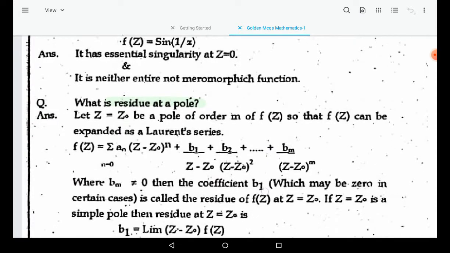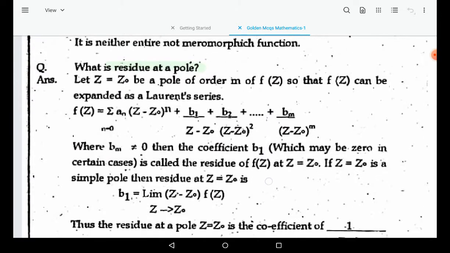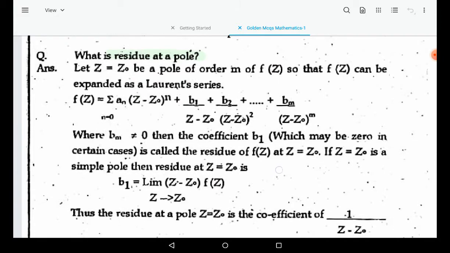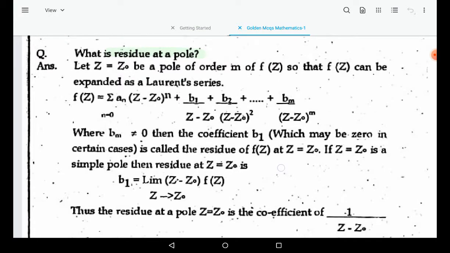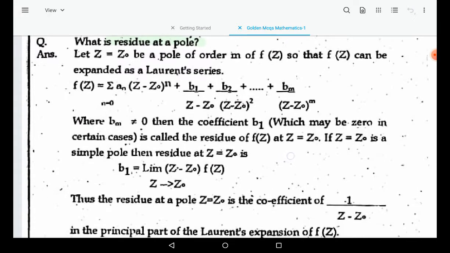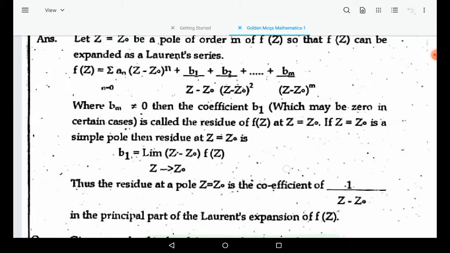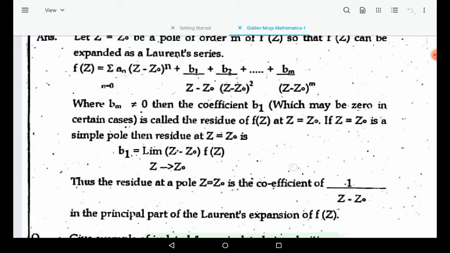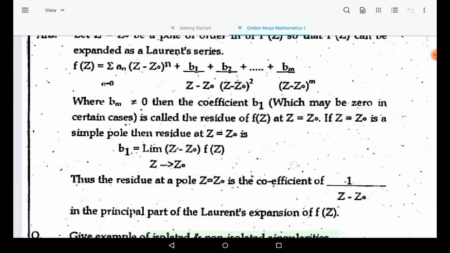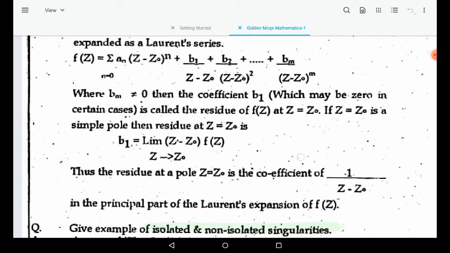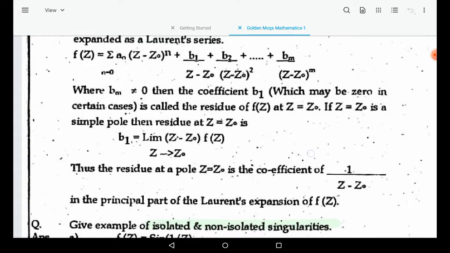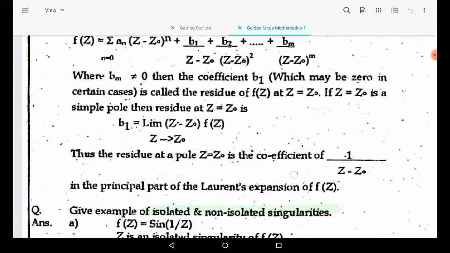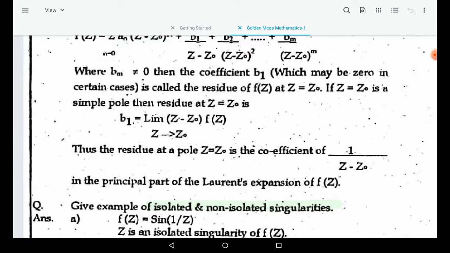What is the residue at a pole? Let z = z0 be a pole of order m of f(z) so that f(z) can be expanded as a Laurent series. f(z) = Σ a_n (z - z0)^n + b1/(z - z0) + b2/(z - z0)² + ... + bm/(z - z0)^m, where bm ≠ 0, then the coefficient b1, which may be 0 in certain cases, is called the residue of f(z) at z = z0.